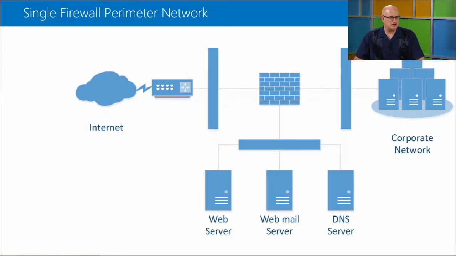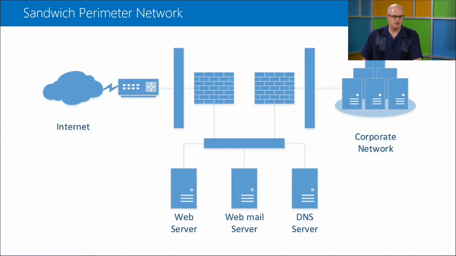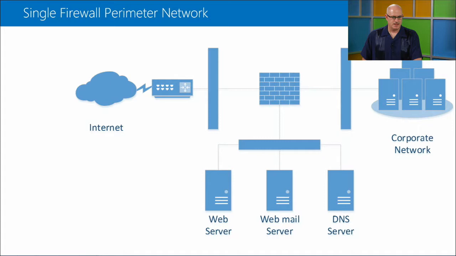This is an example of a single perimeter network. Let's just go back really quick. So here's a dual firewall. Here's a single firewall. So we have a single firewall that provides a similar function.